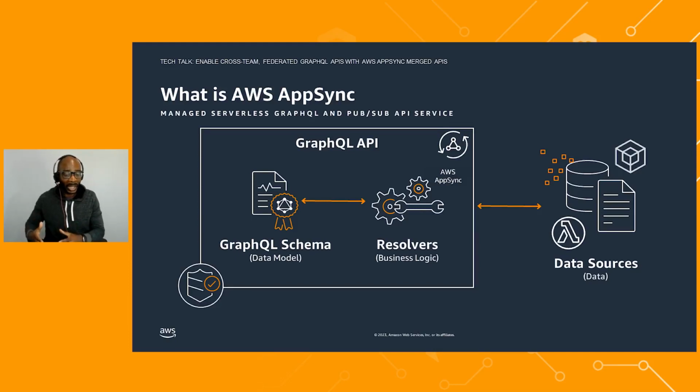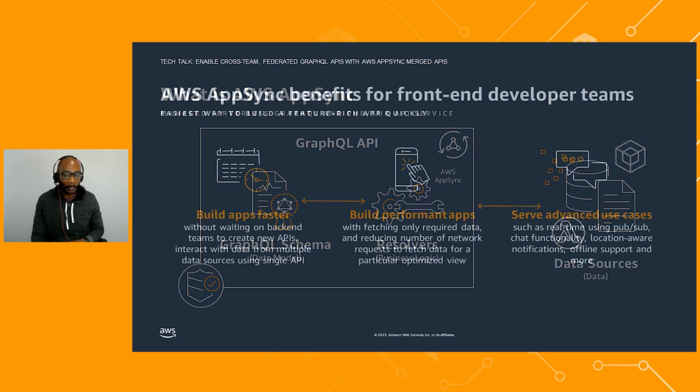And then on the data source side, AppSync can work with multiple data sources, from DynamoDB tables to Amazon Aurora database instances, to Lambda functions, to any HTTP endpoint that you can configure. AppSync has integrations that allow you to work with multiple types of data, so you can make multiple types of data available through your API.